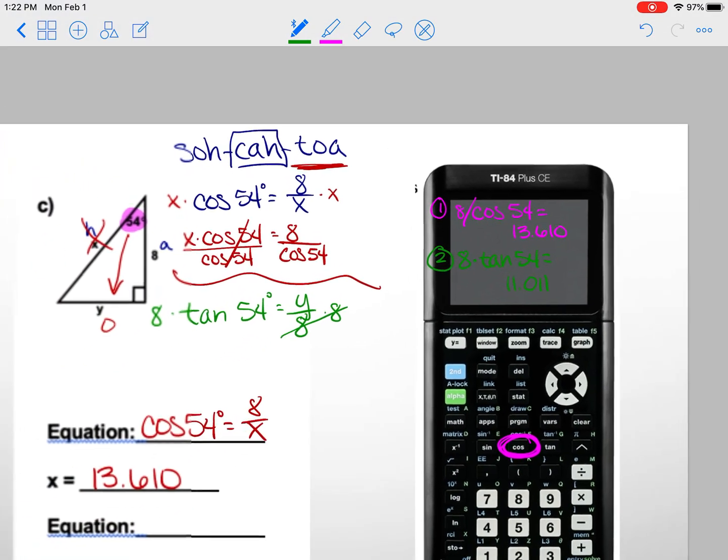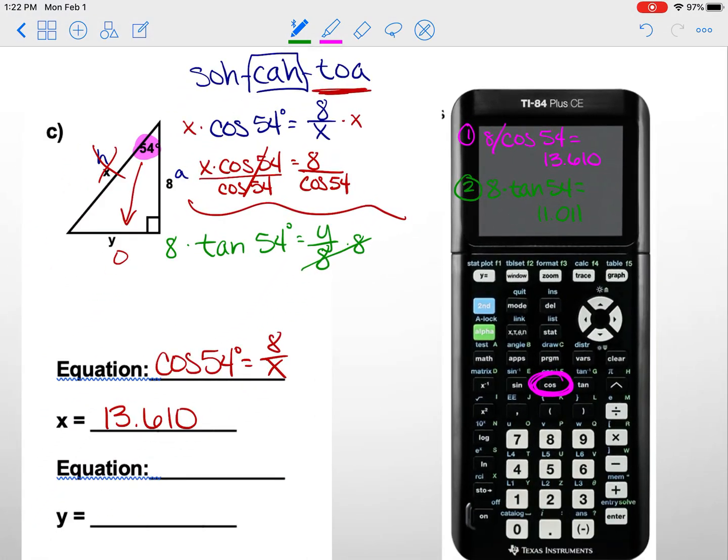11.011. Now, if you are one of those that likes to check your work just to make sure you're on the right track, go for it. You can use 8 and the 11.011 and plug it into the Pythagorean theorem, and you should get really close to that 13.610. It might be off by one little digit or two at the end because we have been rounding our decimals, but it'll be really close. So we said our equation down here was tangent of 54 degrees equals y over 8, and we found that to be 11.011.